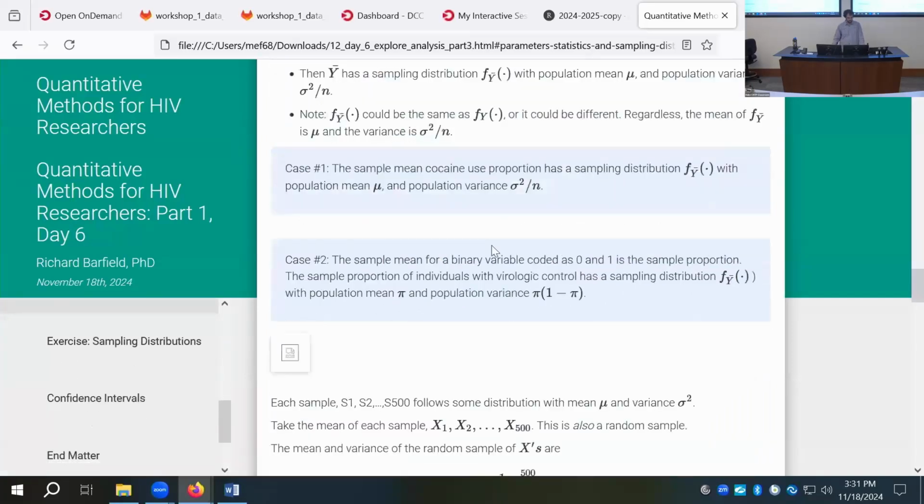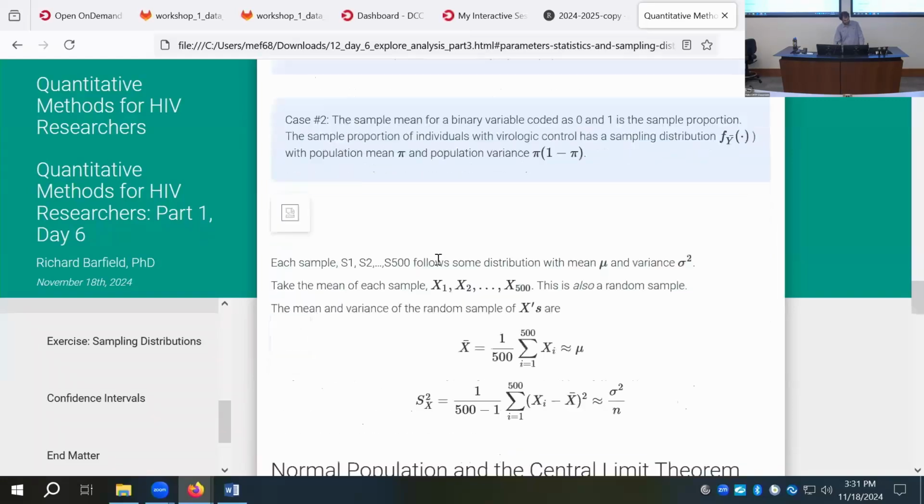For case number 2, the population mean for a binary variable coded as 0 and 1 is the sample proportion. The sample proportion of individuals with biological control will have a population mean pi and a population variance pi times 1 minus pi. Okay. Any questions so far on that? We're getting into more text. So, okay.